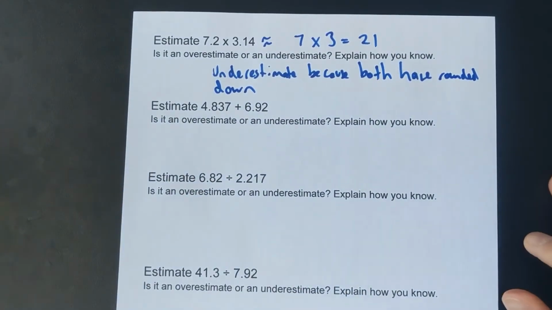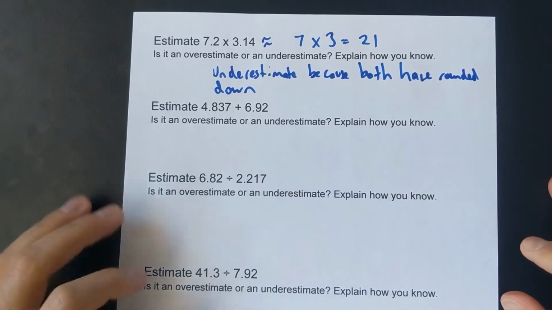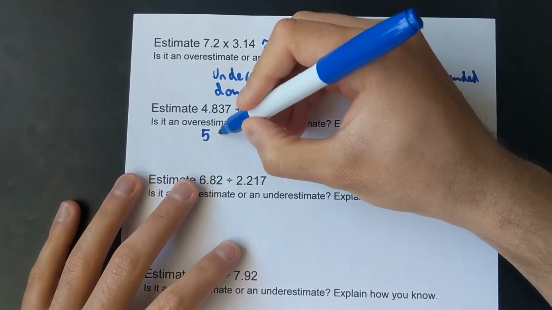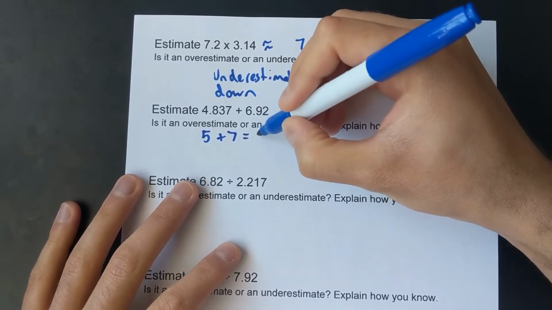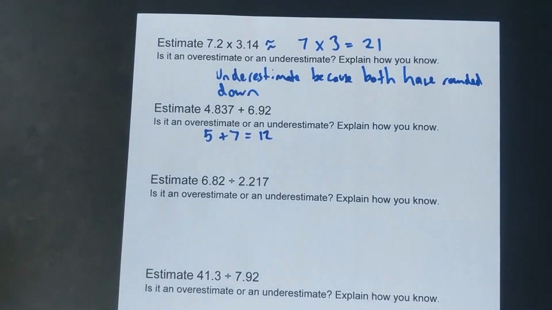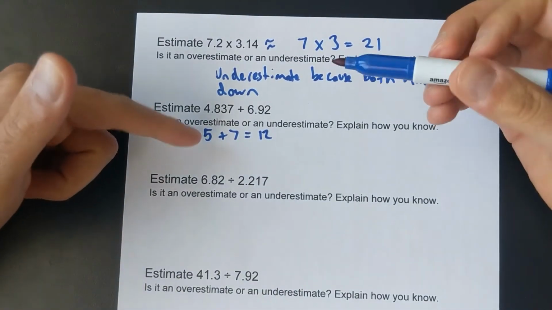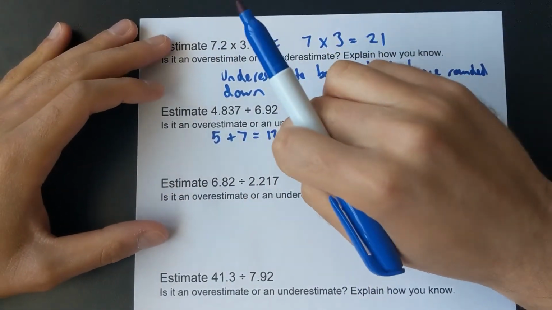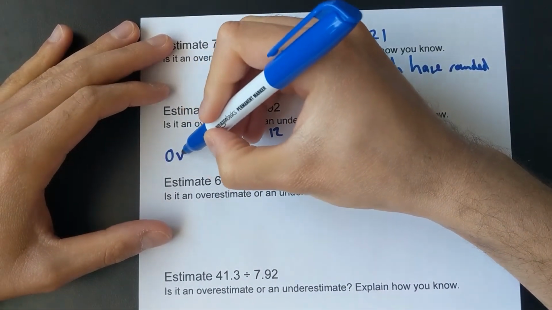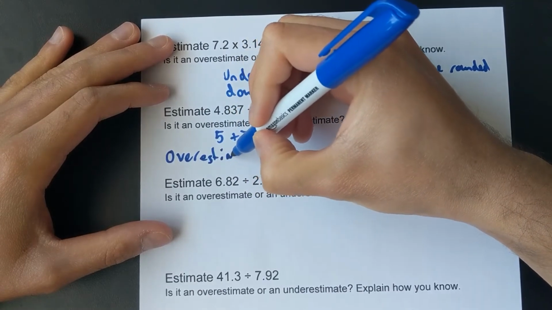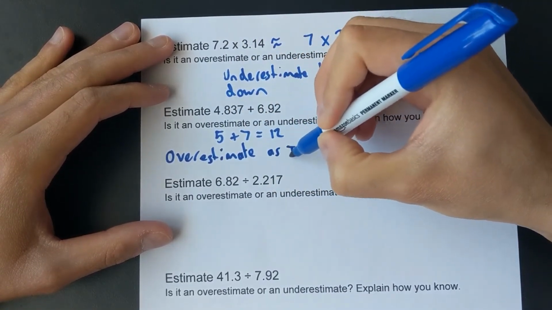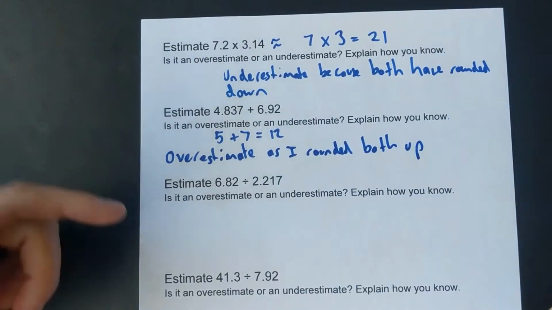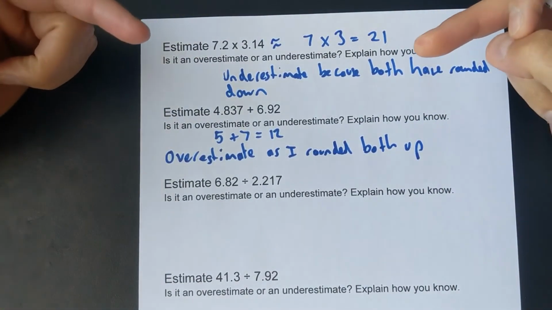Okay, this time estimate 4.837 add 6.92. Well, approximately that's going to be 5 add 7, which is 12. My estimate is 12. Now here I've made this number bigger, and I've made this number bigger, which has made my answer bigger, so this is an overestimate, as I rounded both up. Both rounded up. My answer is bigger than the actual answer.